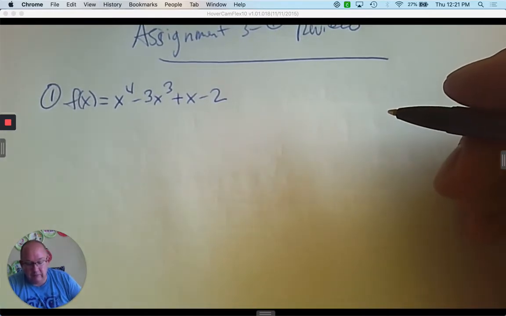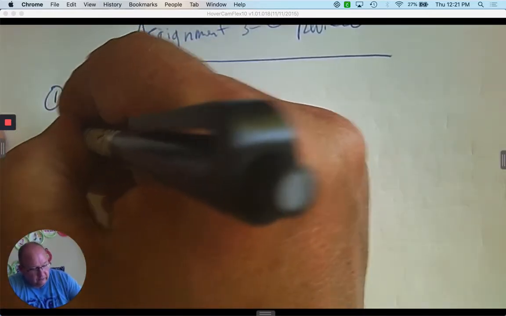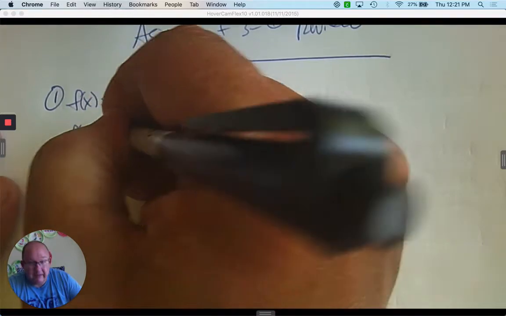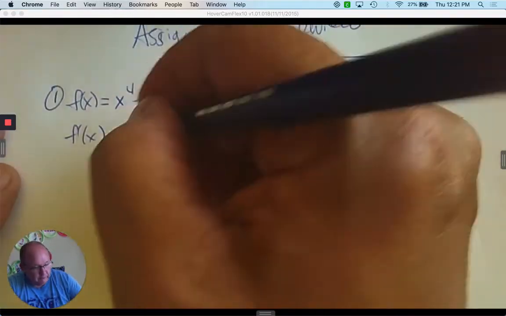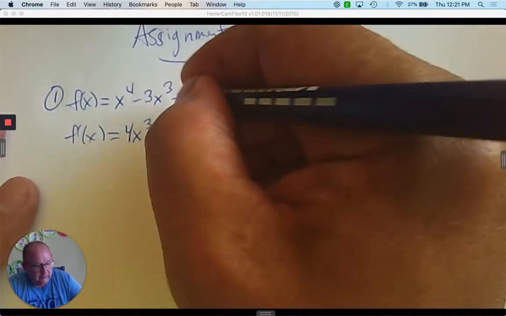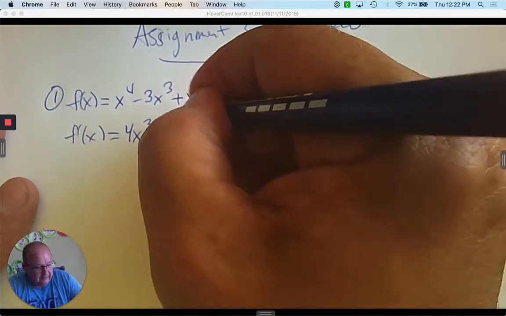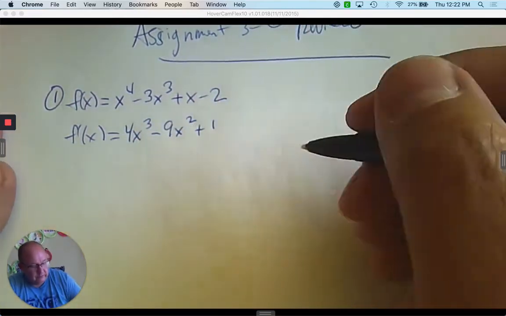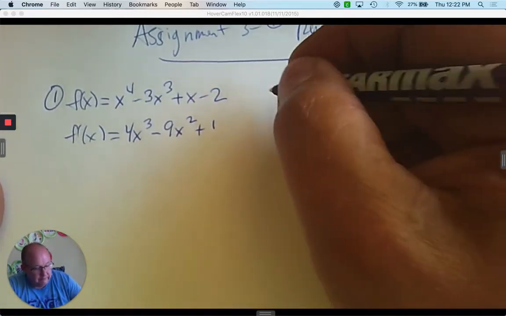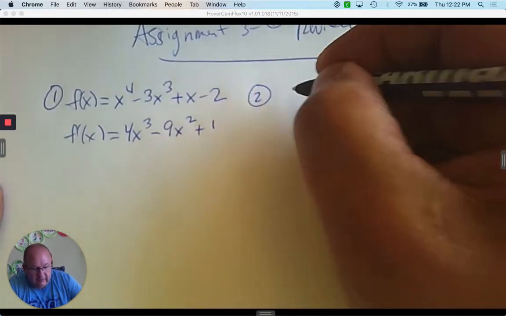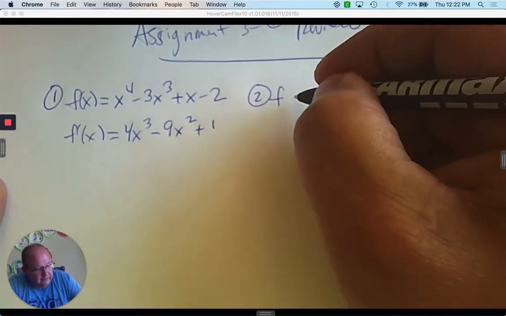So first of all, a bunch of derivative questions. So can you take the derivative here? In fact, I might not even write down the question right away, but just do the derivative. So power rule, 4x cubed, 3 times 3, 9x squared, x, 1, and the derivative of negative 2, 0. Number 2, where it's already calculus friendly.